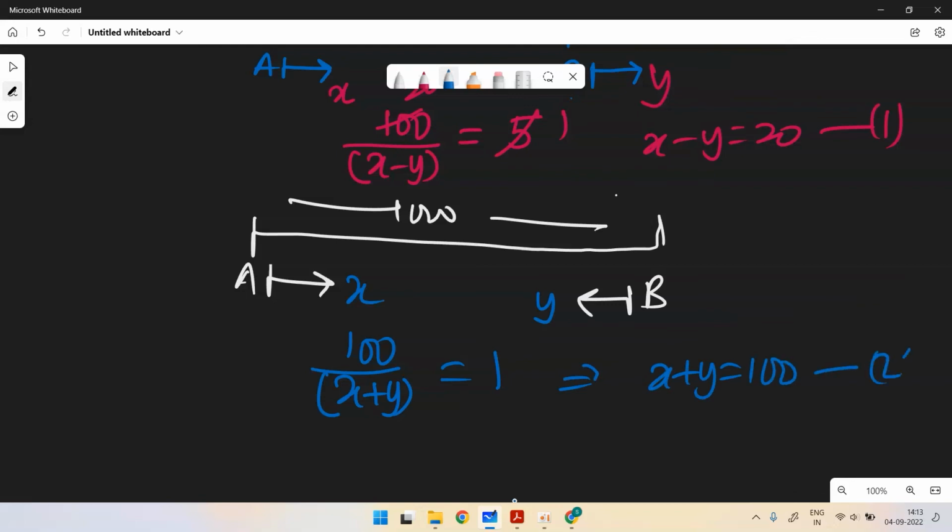This is the second equation. Now if you add these two equations, x minus y equal to 20 and x plus y equal to 100, you need to add these two.